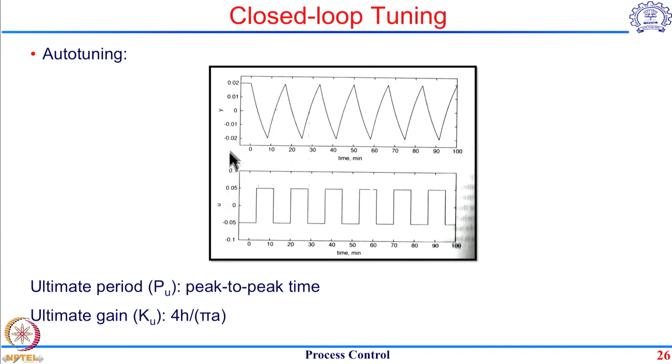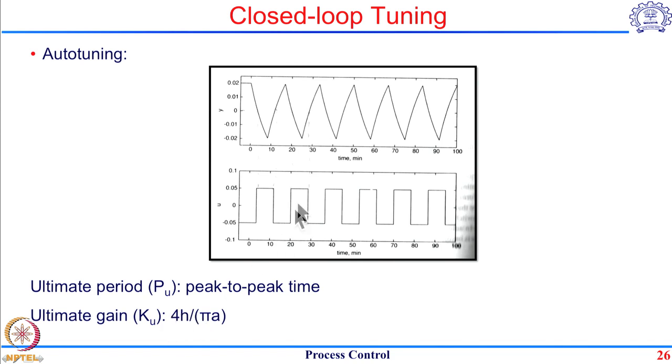And for this type of auto tuning exercise, your ultimate period remains similar: it will be the peak to peak distance between the two troughs or two crests, and the ultimate gain is slightly different. It is 4 times the height of the manipulated input divided by pi times the amplitude of this output. The pi comes in here because this is not a completely sinusoidal response, but this is still related to the gain between input and output.